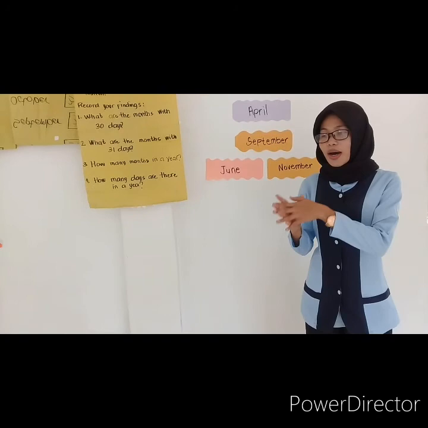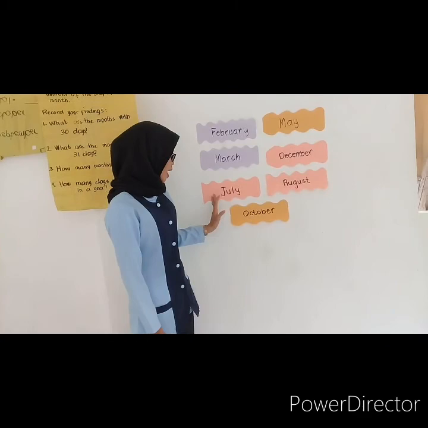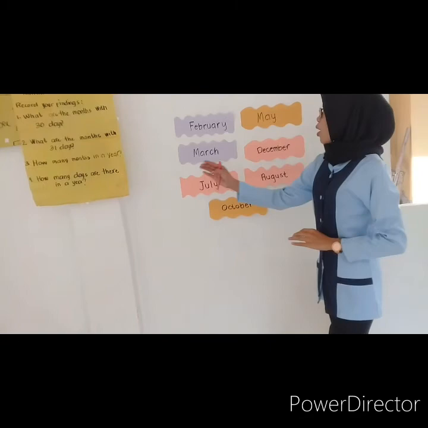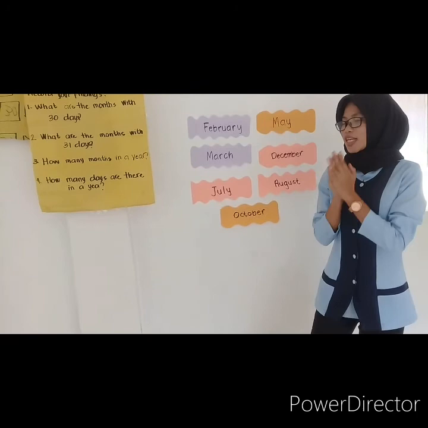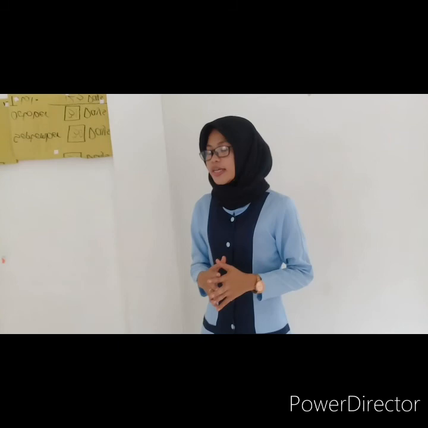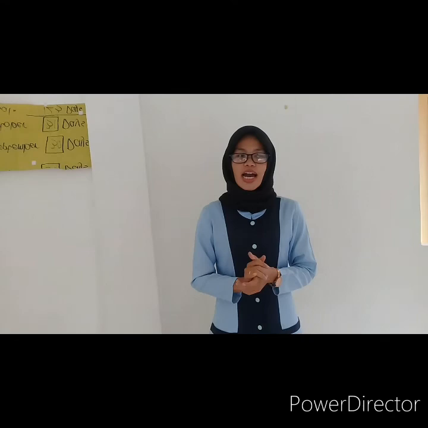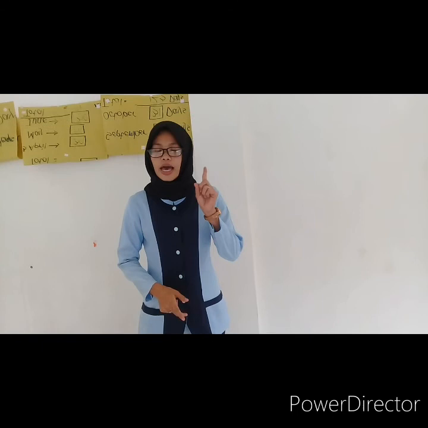Okay, how about group 2? The months with 31 days are February, March, July, October, May, December, and August. Very good. Let us give 5 claps for group 2. 1, 2, 3, 4, 5. There are 12 months in a year: January, February, March, April, May, June, July, August, September, October, November, and December. So there are 365 days in a year. April, June, September, and November have 30 days.